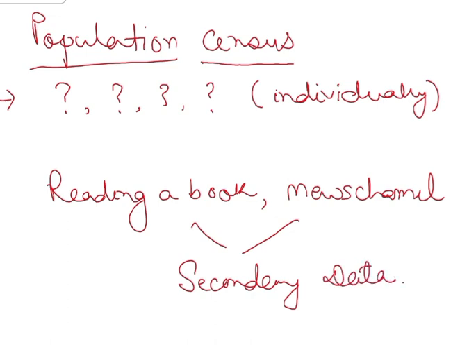Alright, so I think you have learned what is primary data and what is secondary data. Think about two examples each of primary data and secondary data. Look around you and try to think which kind of data is primary and which kind of data is secondary. Alright, after this let's go to the next topic.